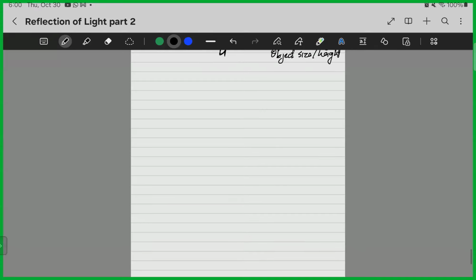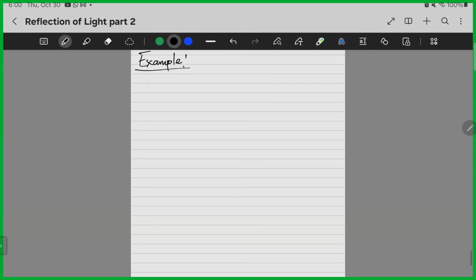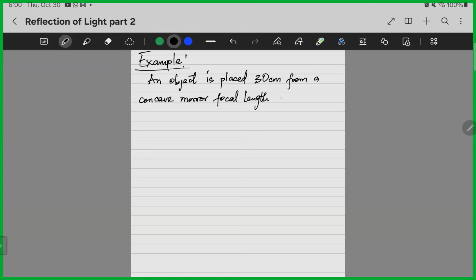Let's take one example before we call it a day. An object is placed 30 centimeters from a concave mirror of focal length 15 centimeters. Find the magnification of the image produced. Please listen attentively.